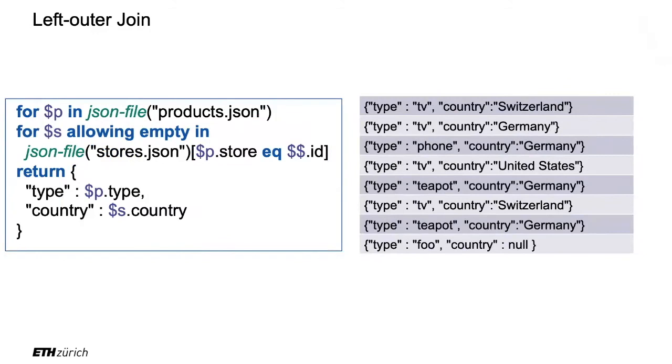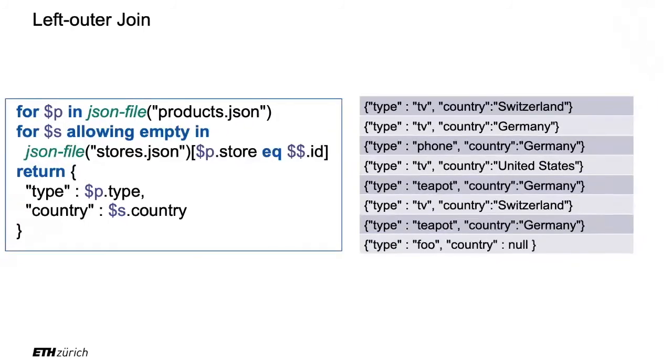Then you can have left outer joins, which is in order to, for every product you want to return, find the store if it exists. So this allowing empty is just going, if that's the empty sequence, then $S will be the empty sequence. If you don't have allowing empty, it's just going to skip the binding. That's the difference. If this is the empty sequence, then the FLWOR expression will return nothing for that binding. But if you do allowing empty, then $S will in fact be bound to the empty sequence if it was empty. So you return for every product the type of product and the country.